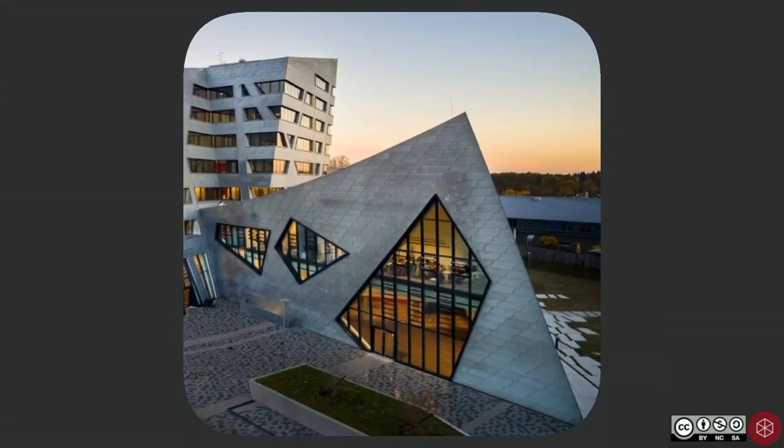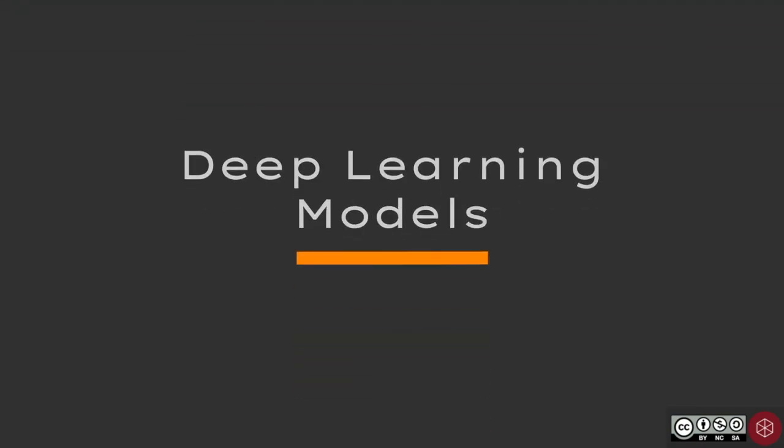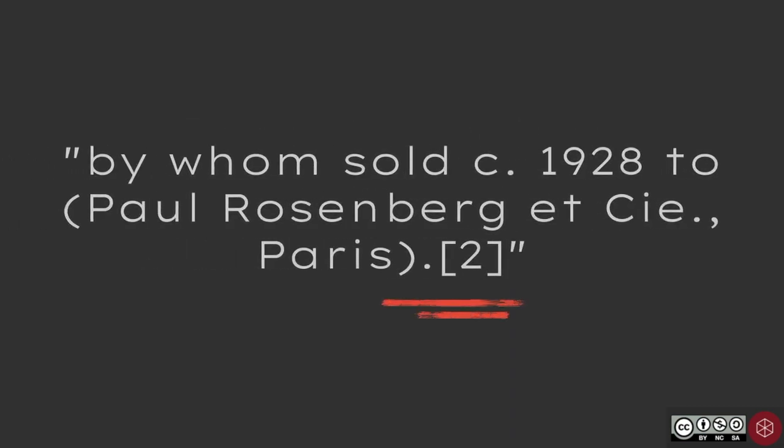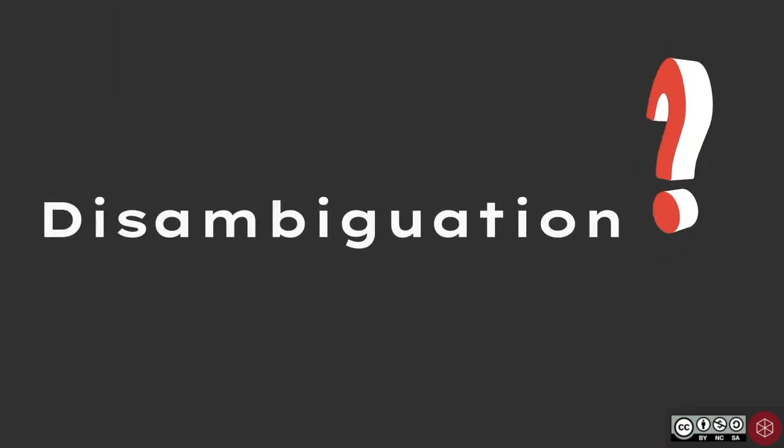For this reason, we here at the Provenance Lab apply deep learning models to address such ambiguities. By annotating sentence boundaries, we train deep learning models to disambiguate punctuation and thereby divide provenance texts into separate events. But what does disambiguation mean exactly?